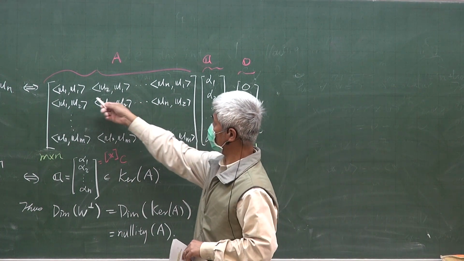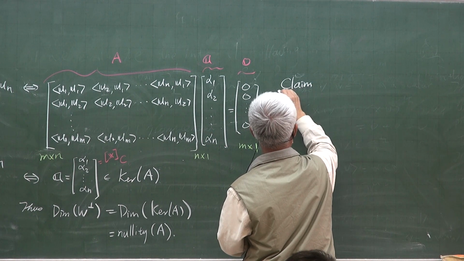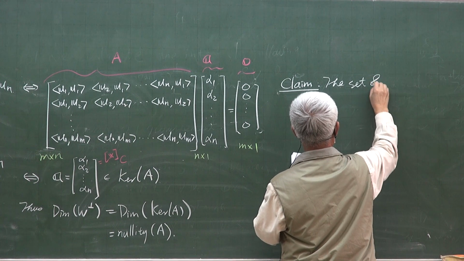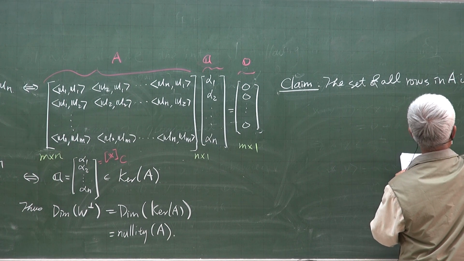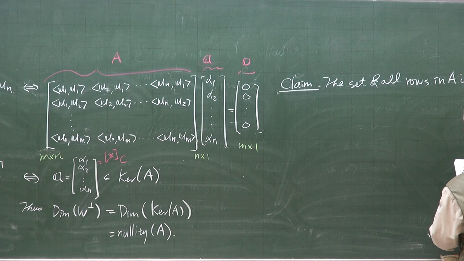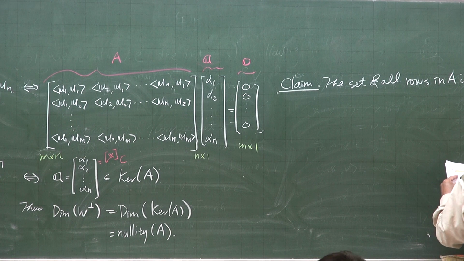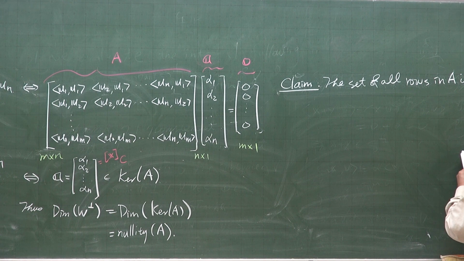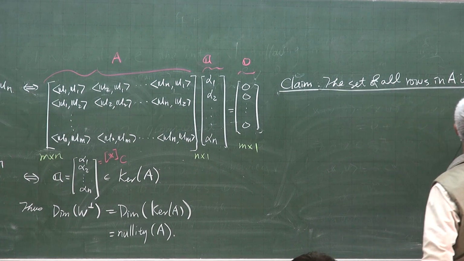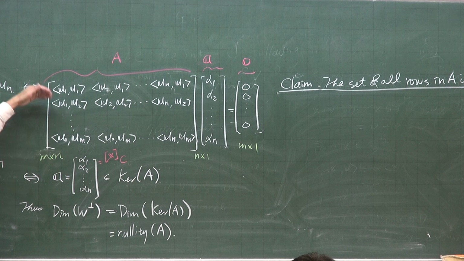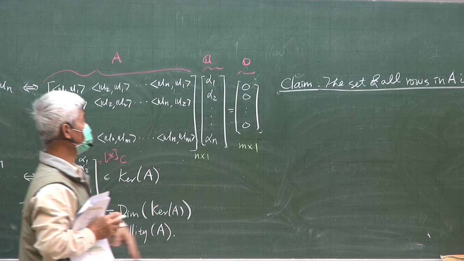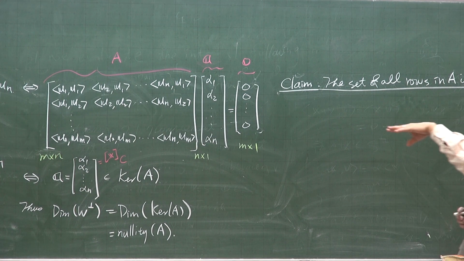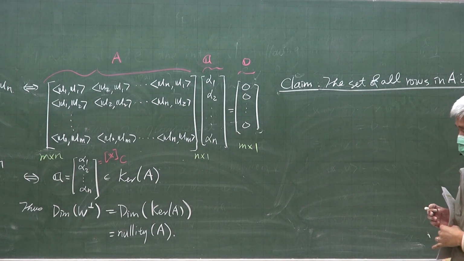Now we will claim that the set of all rows in A is a linearly independent set. We have m rows, and we claim that these m rows are linearly independent. So the rank of the matrix A will be equal to m. So we have to prove that the coefficient matrix A has linearly independent rows.